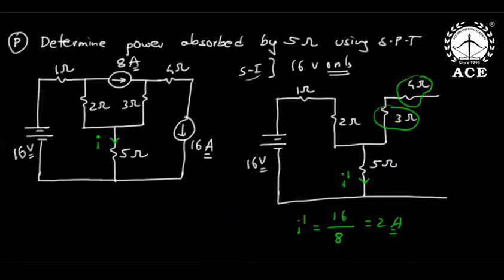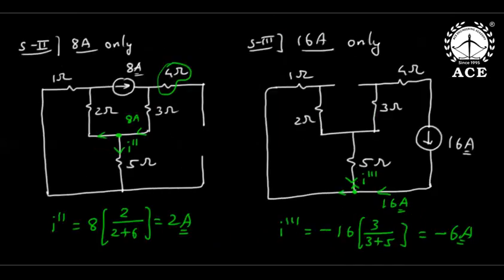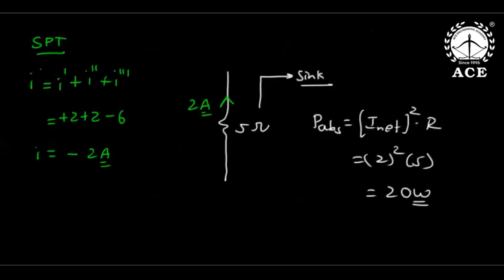Then determine the power absorbed. Now, he is asking to find power by using superposition theorem. Power is a non-linear electrical parameter which we cannot directly find. Instead, we select a linear parameter like voltage or current, and then we find power. So I took current: because of the 16 volt source, I dash; because of 8 amperes, I double dash; and because of 16 amperes, I triple dash. Then I added all together. I is -2, and power absorbed is I net squared into R, that is 20 watts.